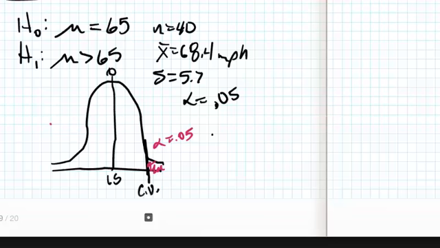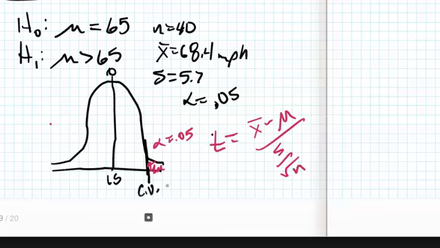Now, my test statistic is going to be t. All right, it's a studentized t because we don't know what the standard deviation is. So t is, remember how it was, x bar minus mu over s over root n.